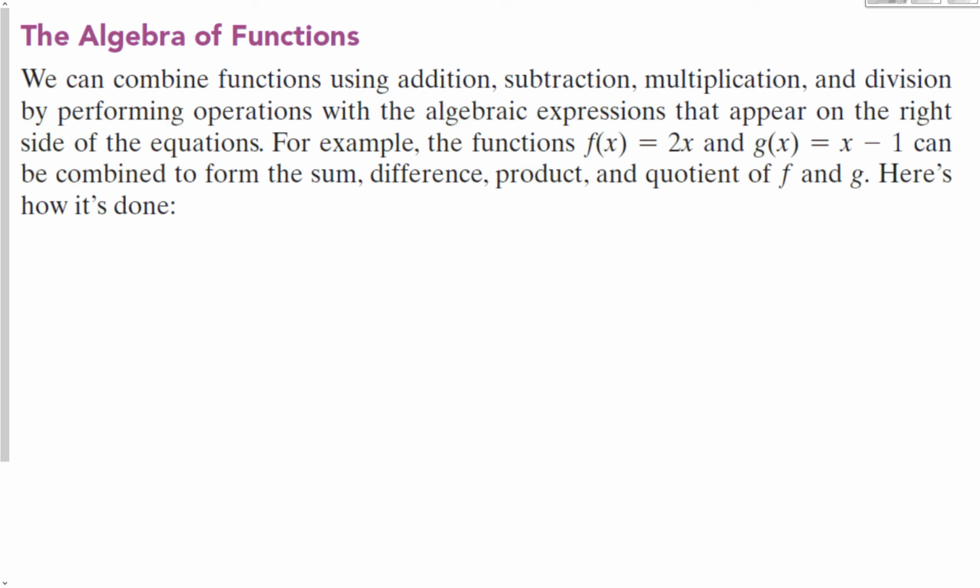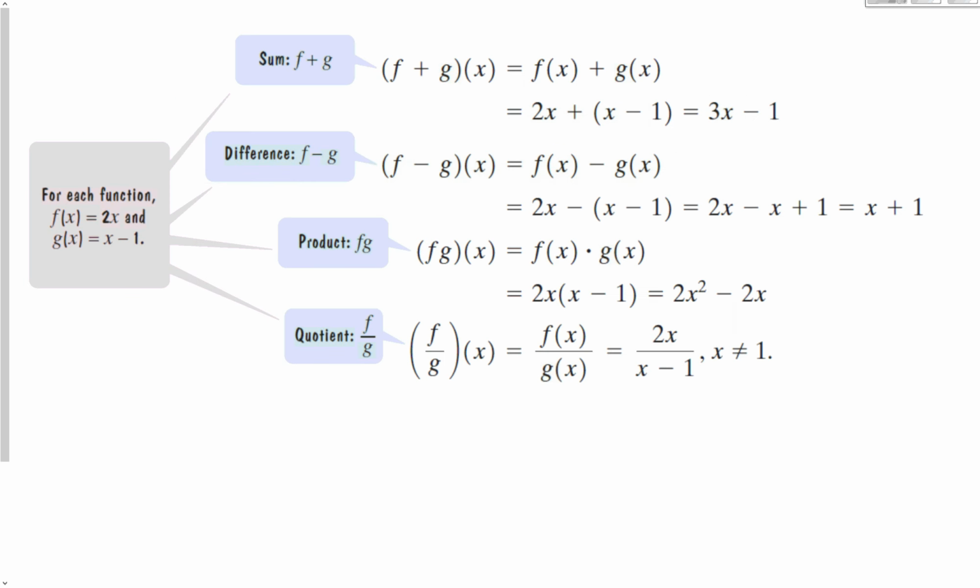And we can combine functions using addition, subtraction, multiplication, and division by performing operations with the algebraic expressions that appear on the right side of the equations. For example, if I start with these functions, 2x and x minus 1, these can be combined to form the sum, the difference, the product, and the quotient of f and g. And with these two very specific examples, we can examine the four different ways that we can combine these two functions.